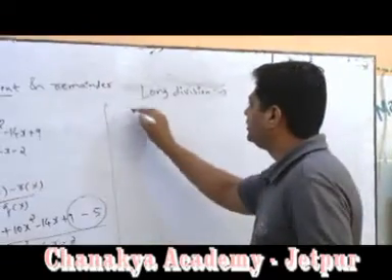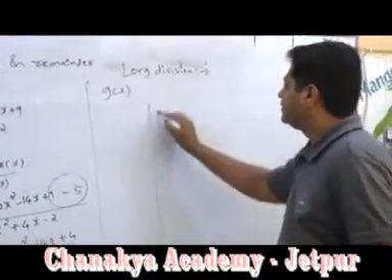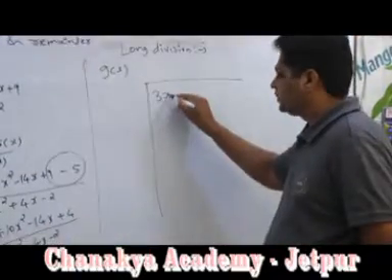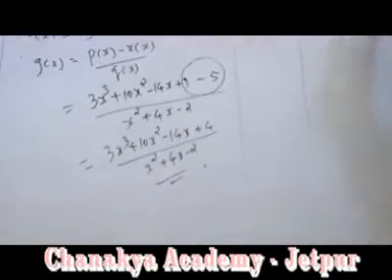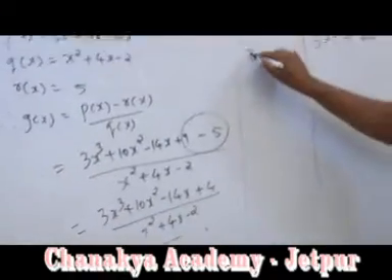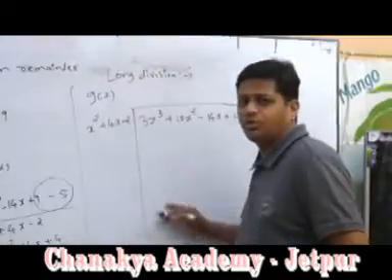To find g of x, we are going to use long division: 3x cube plus 10x square minus 14x plus 4 divided by x square plus 4x minus 2.